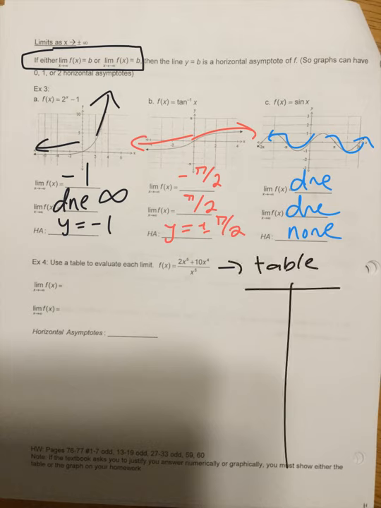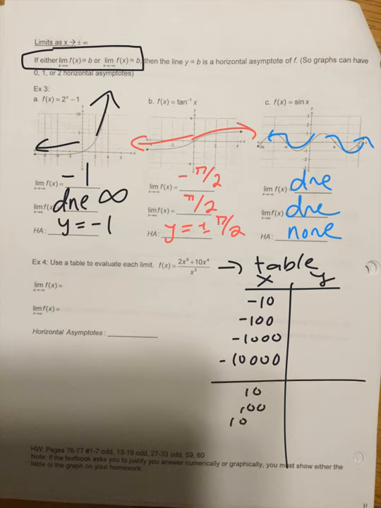So we want to use a table to evaluate this example 4. So what I'm going to do is I want to head towards negative infinity, and I want to head towards positive infinity. So I'm just going to plug in numbers that are gradually getting closer and closer to each of the two infinities. You can see I'm just choosing powers of 10. I'll use those for the negative values. And I can use the same thing for the positive values. So we'll just plug in 10, 100, etc., etc.